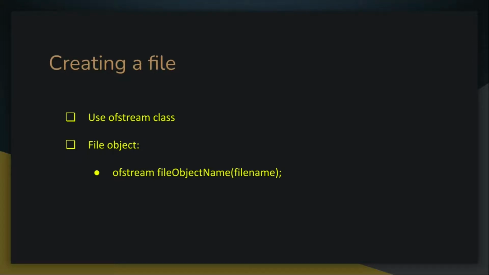And then you're going to specify the name of the object for this file. And then inside there you're going to have a file name. That file name is a string, in double quotes, and then you have a semicolon. That's your file name. And to write to that file, you just use the file object name, and you use the insertion operator and whatever content you want to add to the file.